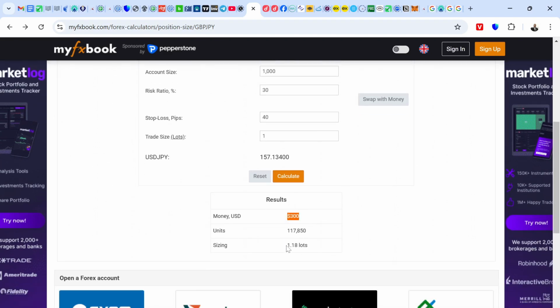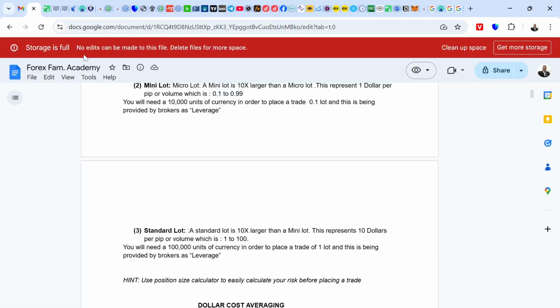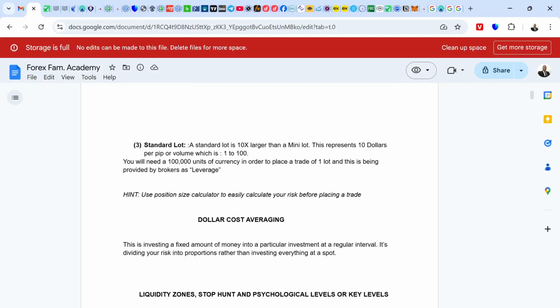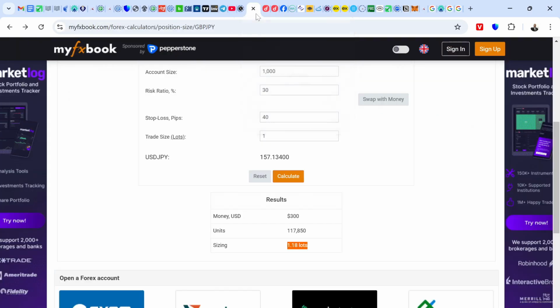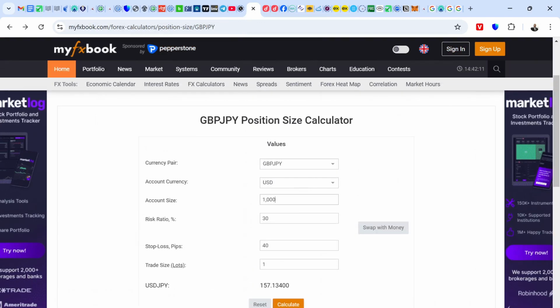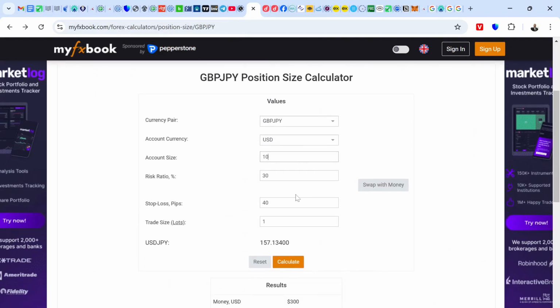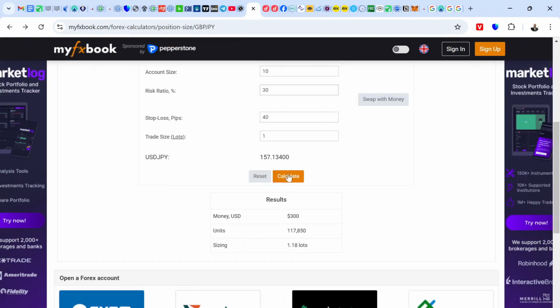Then the lot size to use is 1.18, which falls in the category of the standard lot size. Did you see? The standard lot size is within 1 to 100, right? So let's say somebody has an account size of $10, and the person wants to use 30% of the account on this same stop loss, which is the stop loss 40. You calculate, you can see, meaning the person is risking $3, and the lot size to use here is 0.01. This is on currency pair, right?